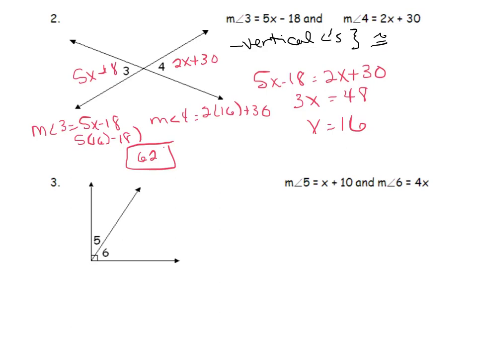All right. Try number 3. Remember, I'm looking for the type of angles. I'm looking for what you know about them. Then I wanted you to find x and then tell me what they are.